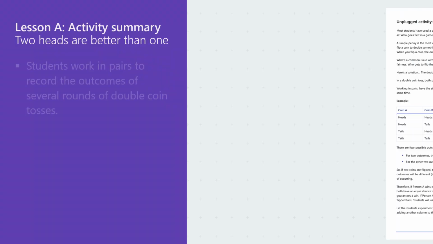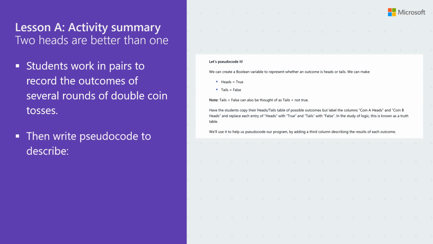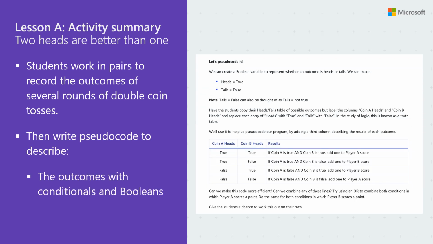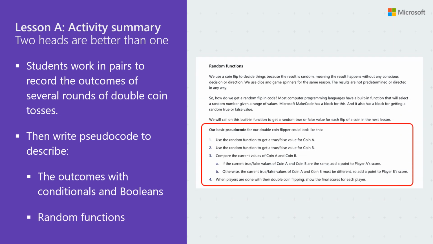In lesson A, the unplugged activity has students working in pairs to record the outcomes as they play through several rounds of double coin tosses, and then they write pseudocode to describe the outcomes with conditional statements and Boolean operators and random functions in a double coin toss.